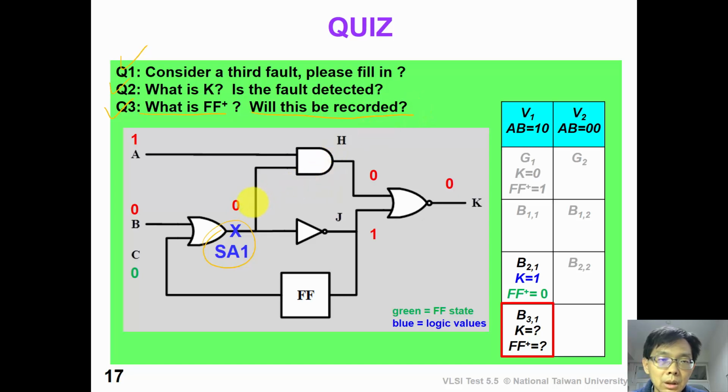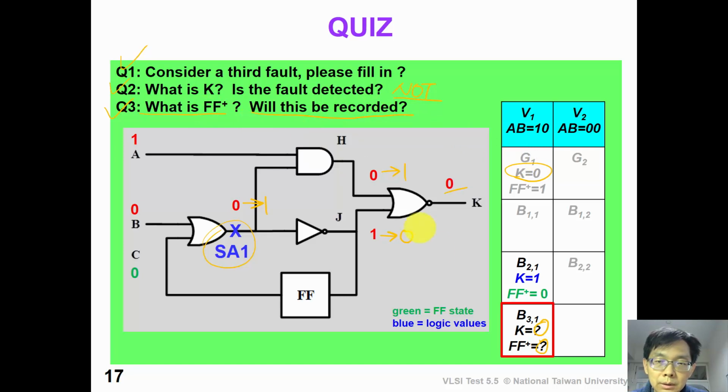Okay, have you finished? Now we have created a new event. This will be rising to 1, and H will be rising to 1, J will be falling to 0, and the K remains 0. So the value of K is 0, and the flip-flop future value is 0. So the fault is not detected by this pattern since it's the same as the value of the good output.